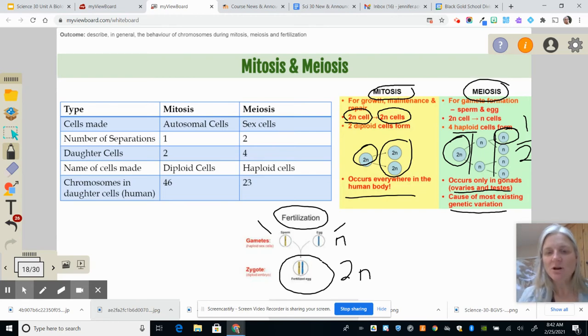And then from the fertilized egg point on, it's going to be going through mitosis every time to grow bigger and bigger and bigger. The only time you do meiosis is to form sperm and egg cells.